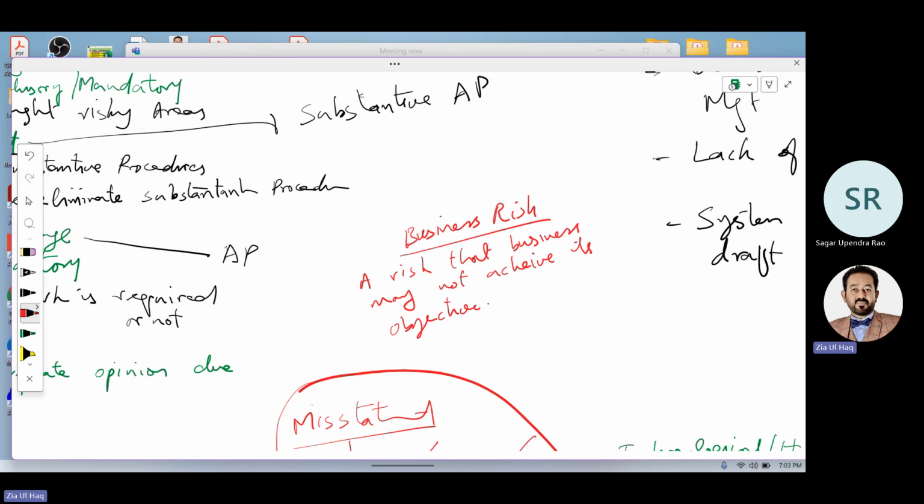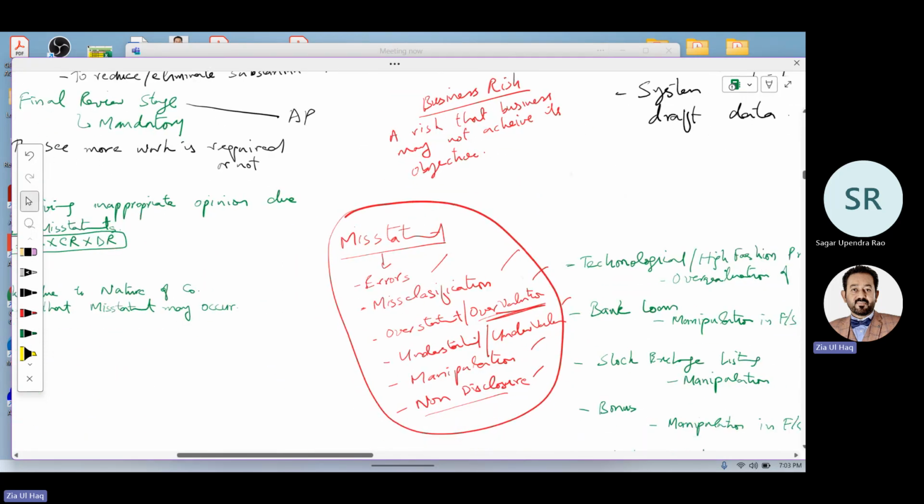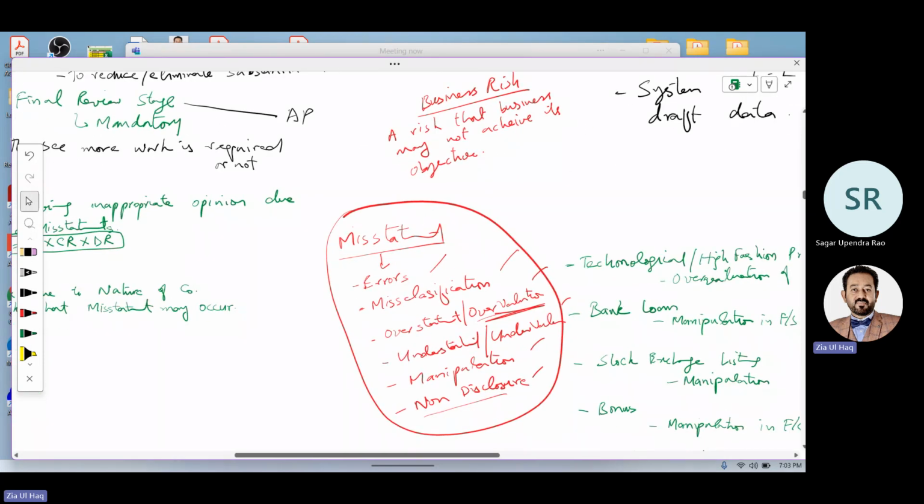What the examiner is saying is that students are stating business risk instead of inherent risk. They are explaining the problem, they are identifying the issue, but explaining only business risk. They are not linking that issue with the misstatement. What kind of misstatement could happen in the financial statements? Which thing can be understated, overstated, or non-disclosure, or error, or manipulation? They are not explaining this, and they are losing marks.